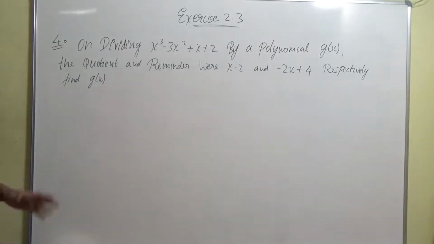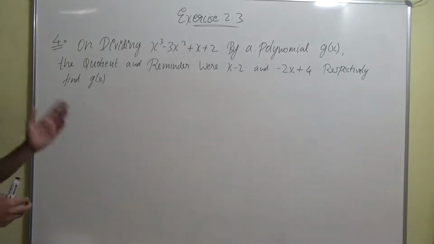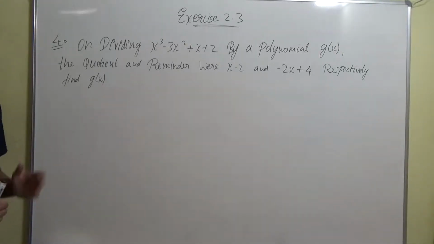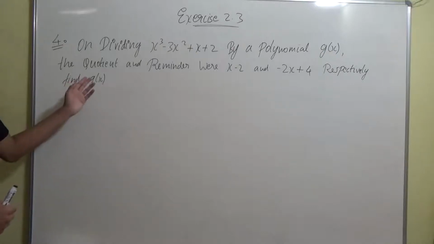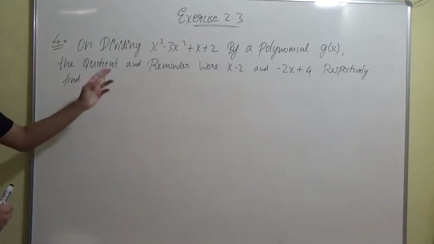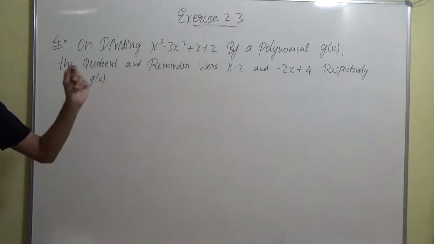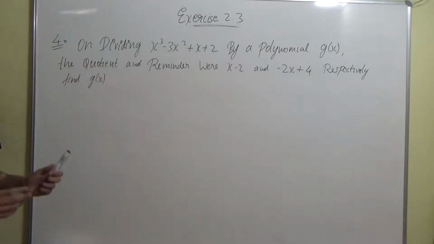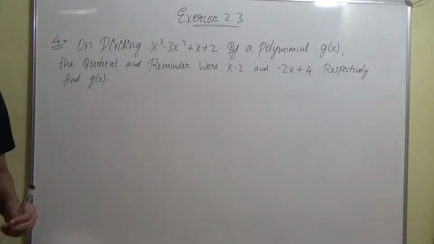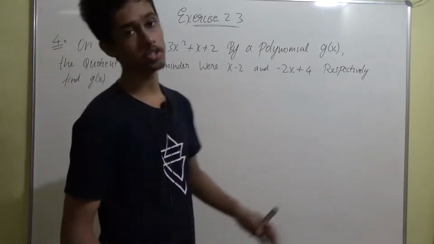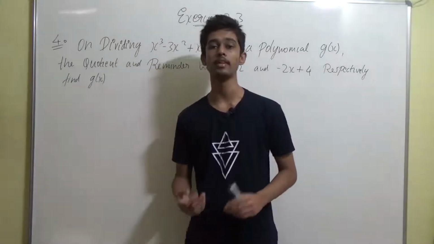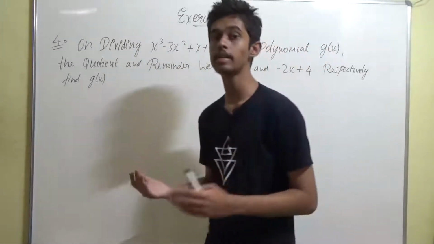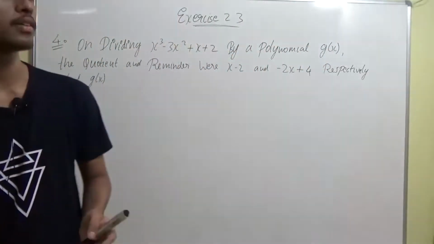We are going to apply that concept in this question. Let us see, guys. The question is, on dividing x cube minus 3x square plus x plus 2 by a polynomial g of x, the quotient and remainder were x minus 2 and minus 2x plus 4 respectively, find g of x. Now what you have to do is find the polynomial g of x, that is, you have to find the divisor. They are given the dividend, the quotient, and the remainder.